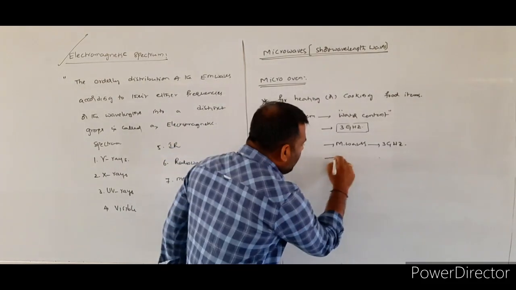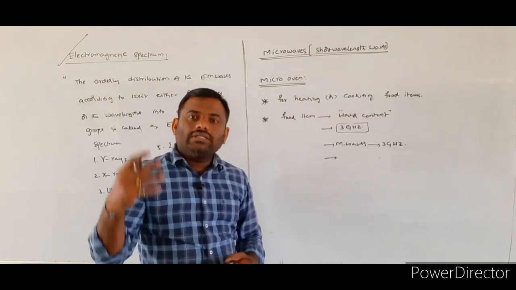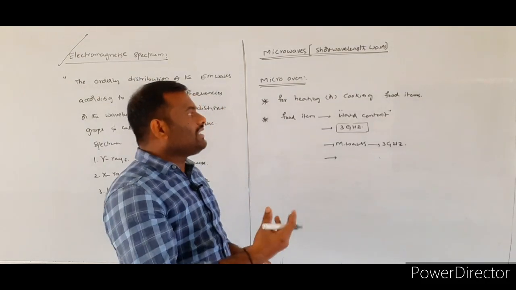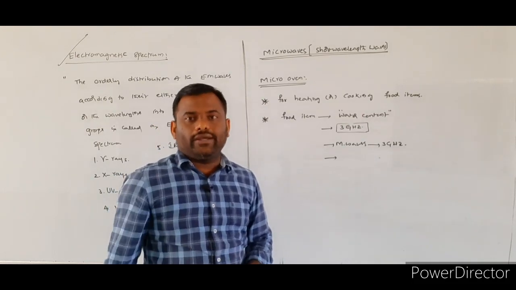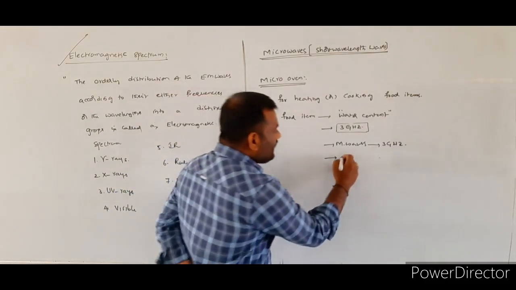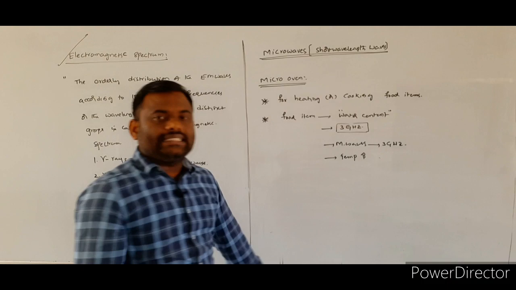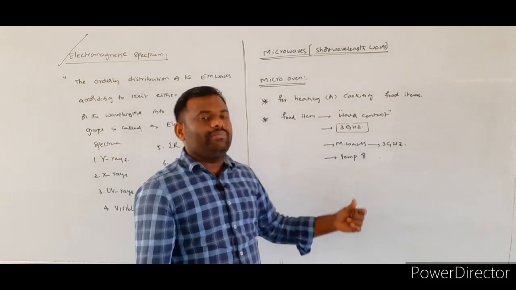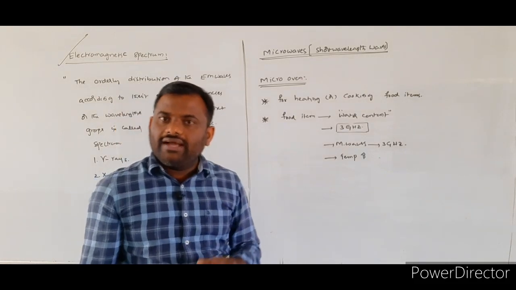Next, whenever the microwaves are passing through the given food item, the water molecules present in the food item will be absorbing the microwaves. As a result, their temperature will increase. As a result, those food items will be heated or cooked very fast.